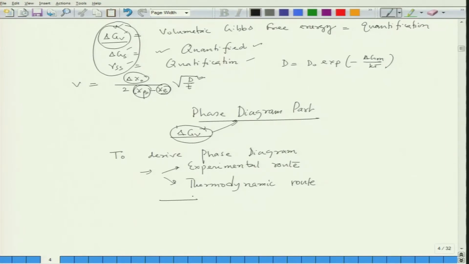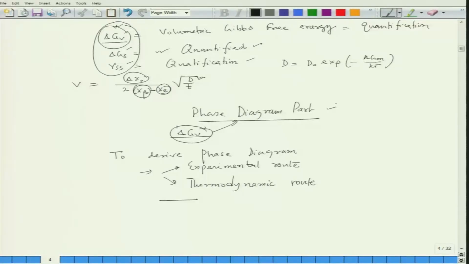So, in the next lecture we will get into the derivation of the phase diagram through experimental as well as thermodynamical routes. Let us stop here.